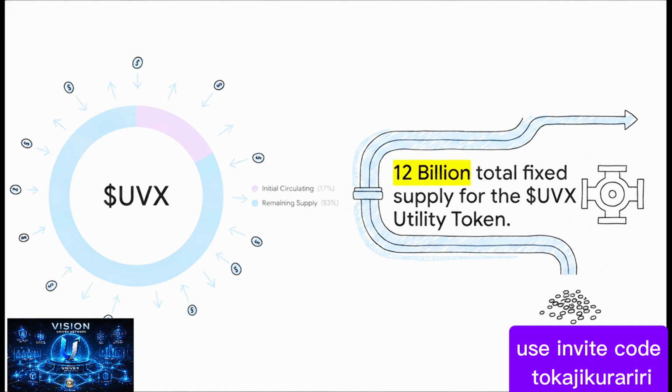Now you might be wondering, why so huge? Well, back to our engine analogy. If UVX is the fuel for millions of daily microtransactions, you absolutely need a vast supply so the unit price actually stays practical for everyday use.